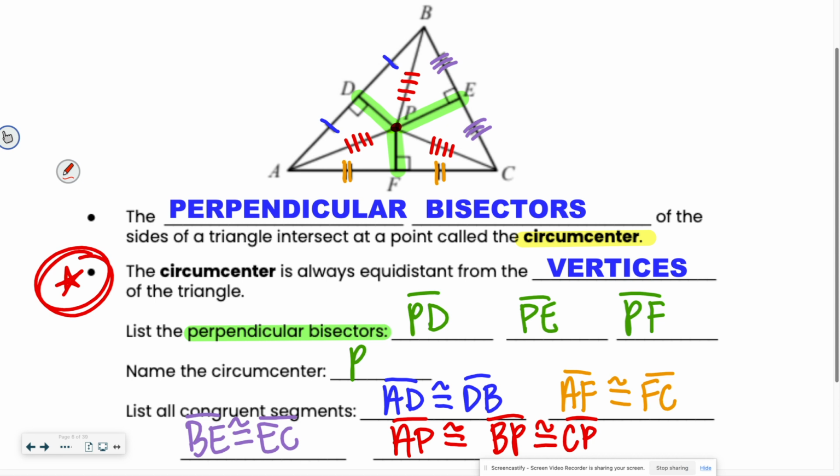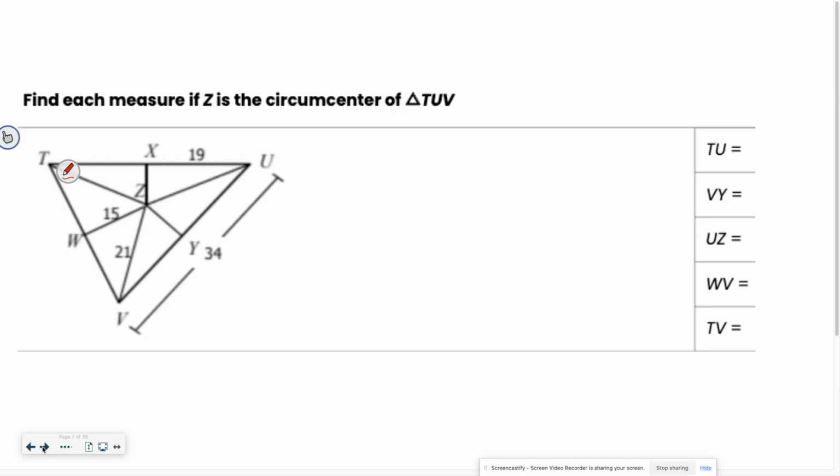Again, a ton of information, kind of like the heart and soul of the lesson is happening on this slide right here. Okay, we're going to finish with one more problem by looking for different measures given that we have the circumcenter of a triangle. So one more problem for today. Find each measure if Z is the circumcenter of TU.